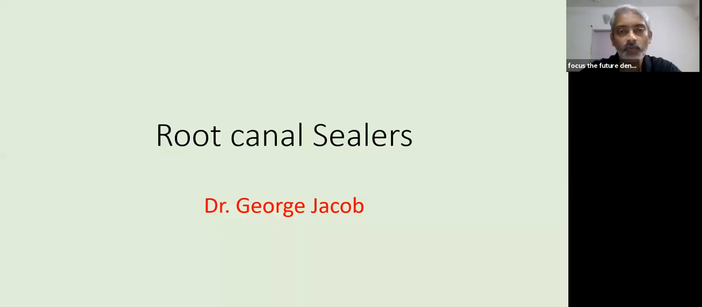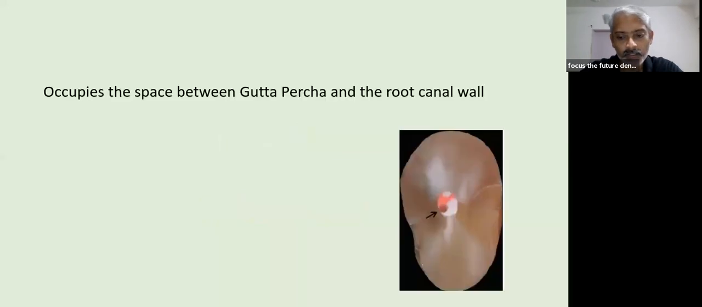Now let us see what the ideal requirements of root canal sealers are. The most important requirement is that it should occupy the space between the main material, gutta percha, and the root canal wall. And if possible, it should not leave any gaps or voids in between them. It should stick to the gutta percha and to the root canal wall, so that there is no space for a microorganism to sit in between. That is the first and most prior requirement of a root canal sealer.